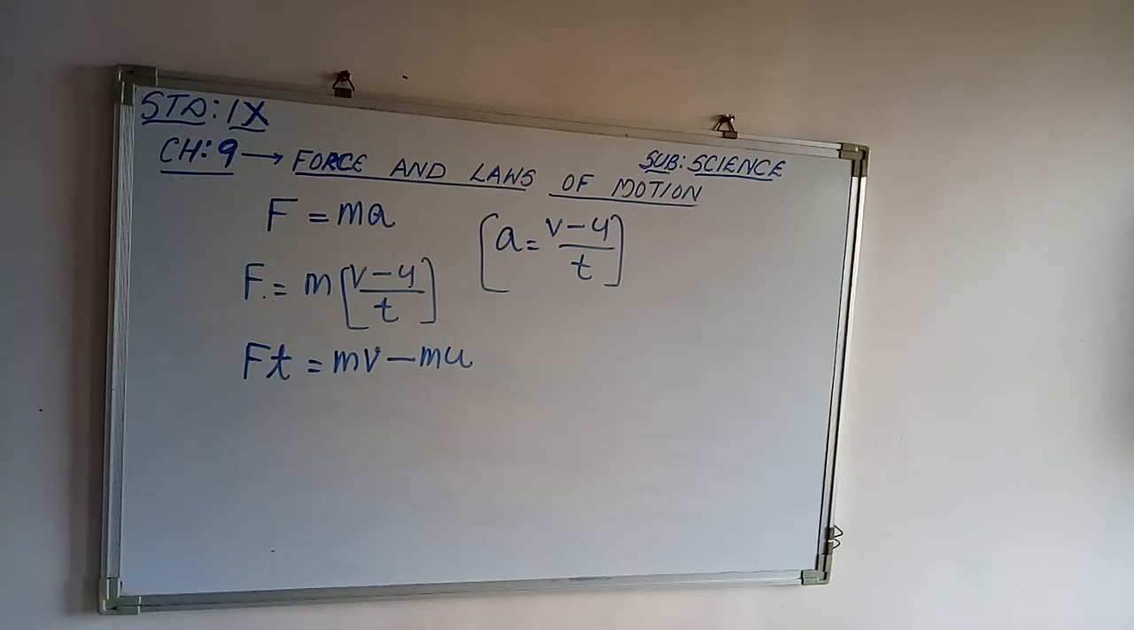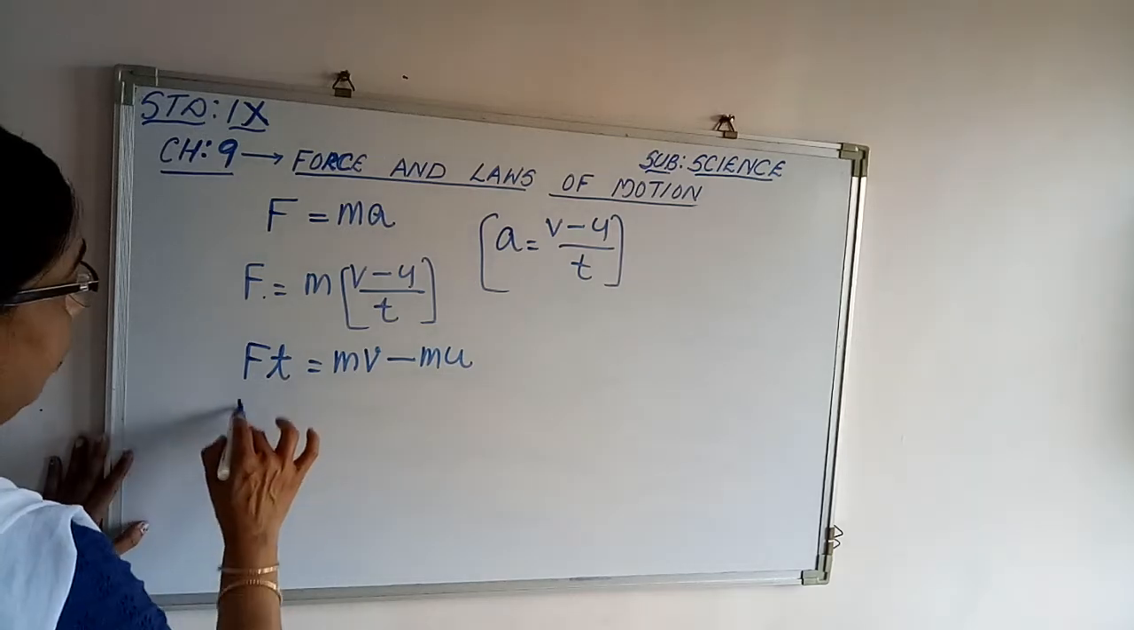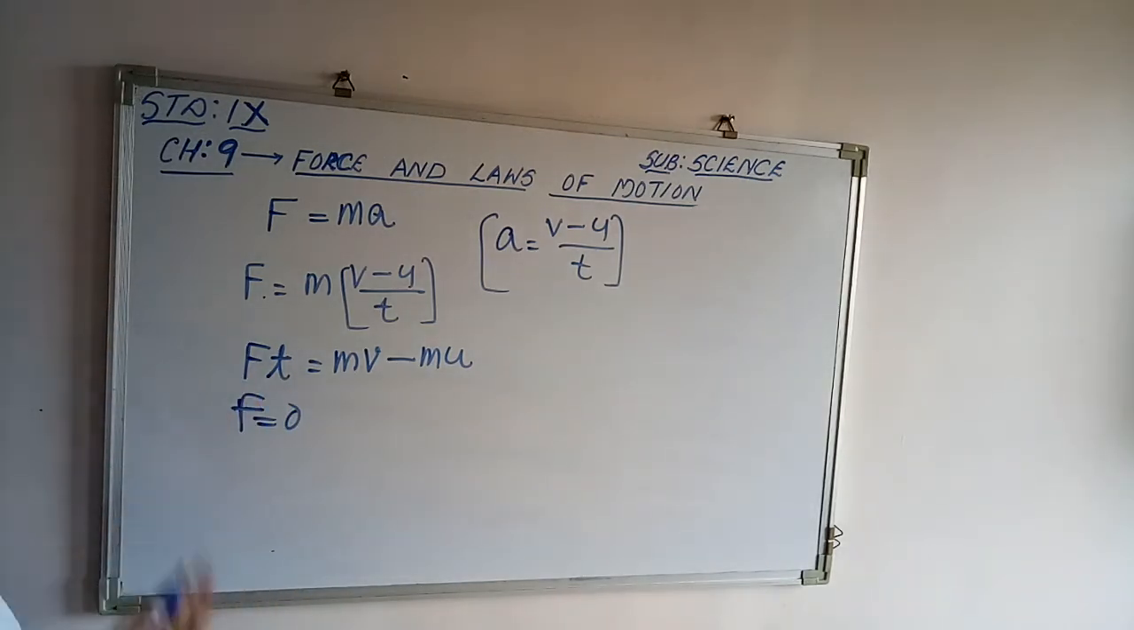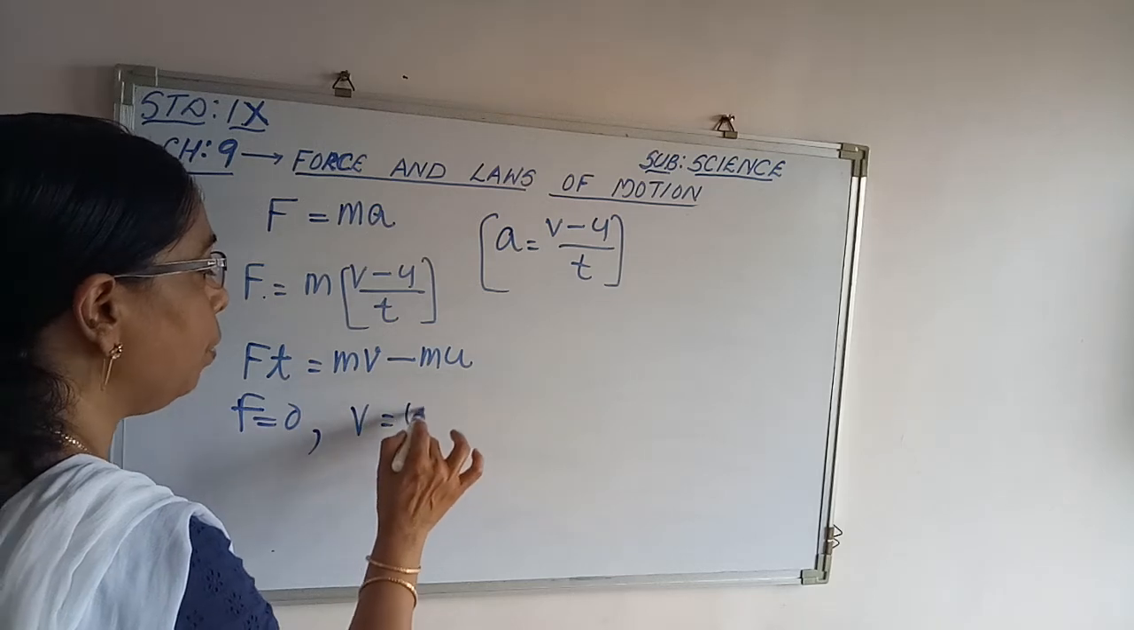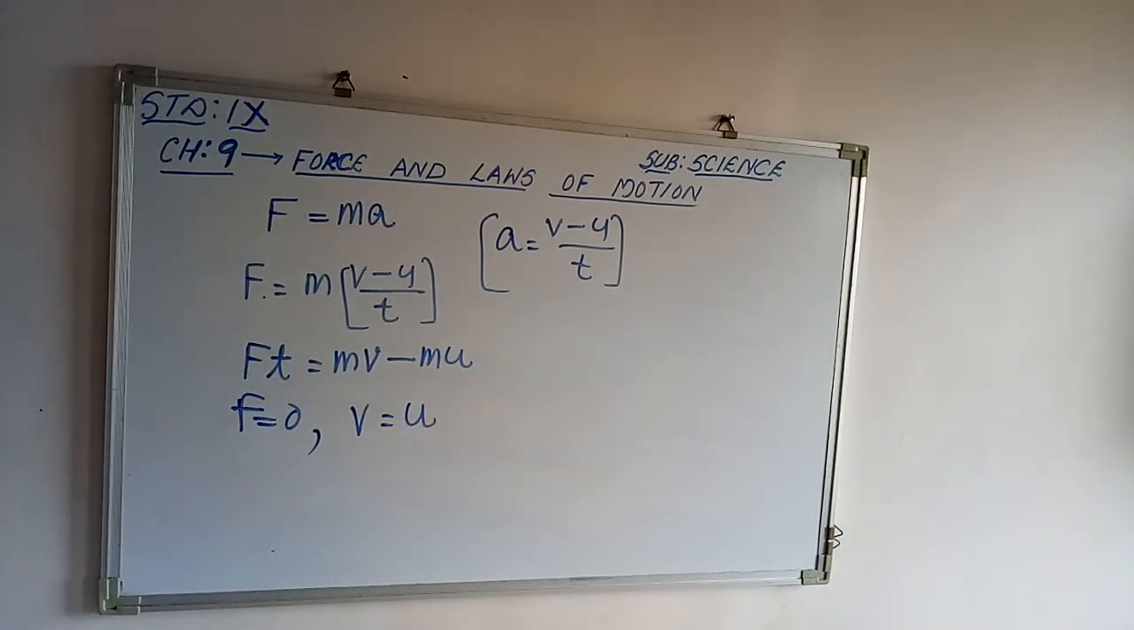Now see, when the force F is equal to 0, that means when there is no force exerted on an object, you know that the velocity of the object will not change. So v will be equal to u, isn't it? And if the object is at rest, then the object will remain at rest only, and if the object is moving, the object will move with the same uniform velocity. That is, when F is equal to 0, v will be equal to u for whatever time t is taken. This means that the object will continue moving with uniform velocity u throughout the time t.